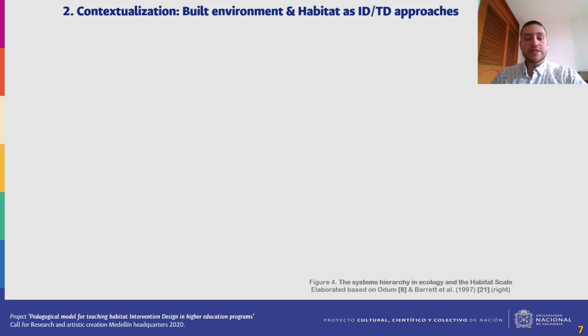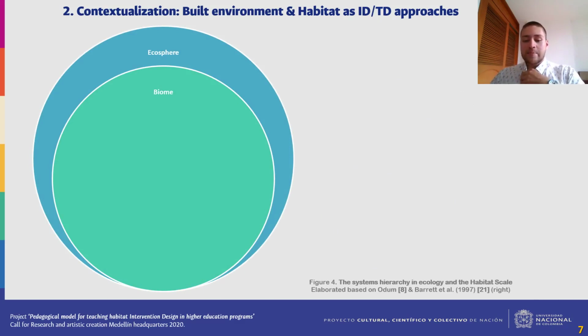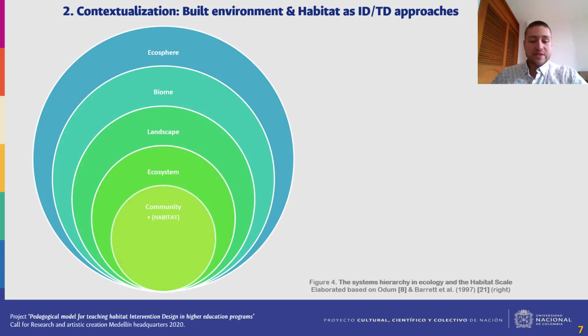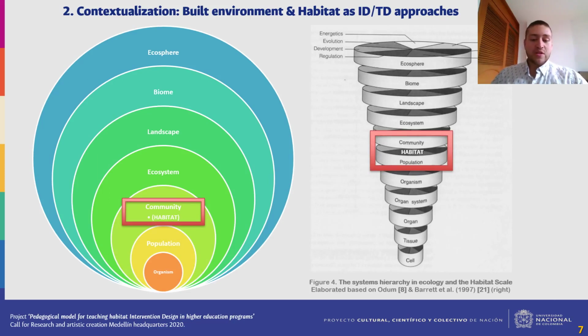The second part of the contextualization is the habitat approach from ecology. In ecology, there are studies of systems hierarchies coined by Barrett and Odum, some of the main ecologists of the last centuries. We have first the ecosphere scale, then the biome, the landscapes, the ecosystems, the biological community, and here we have found that the scale of habitat is in between the community and the population in biological sciences, but also the scale of human habitat. So here we have the hierarchy applied to the human habitat discipline.